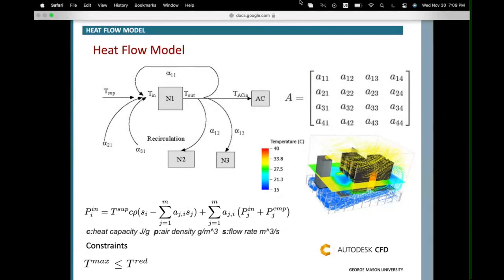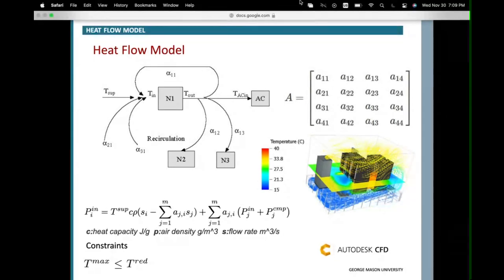S here, as I told you, is a flow rate. So if this is S, which is the whole flow going into this machine, and we subtract from it the recirculation coming from other machines, we'll be able to know exactly how much air is coming from the AC. That's the first part here. We are subtracting all the air coming from different machines into this machine. We subtract that from the whole airflow, and we get exactly what's coming from the AC.